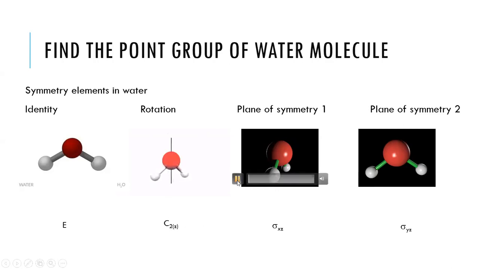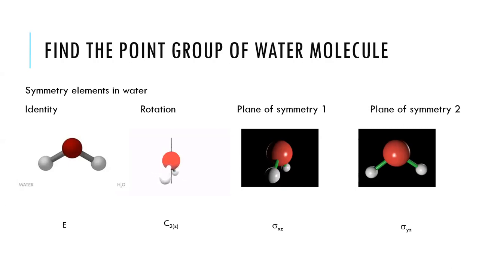And you can see the existence of this plane. This is a plane of symmetry. And one more plane is there. So this is another plane. This is the plane that cuts across the molecule, and this one goes along the molecule. And so there are actually 4 symmetry elements.